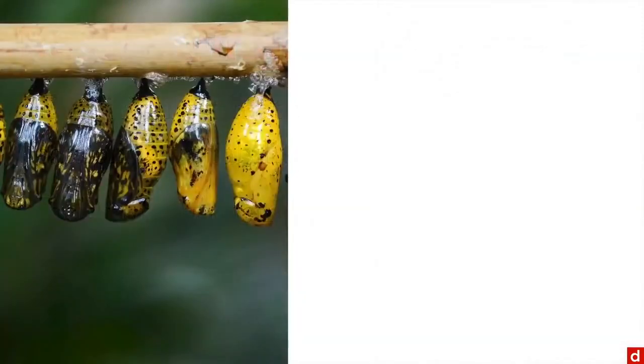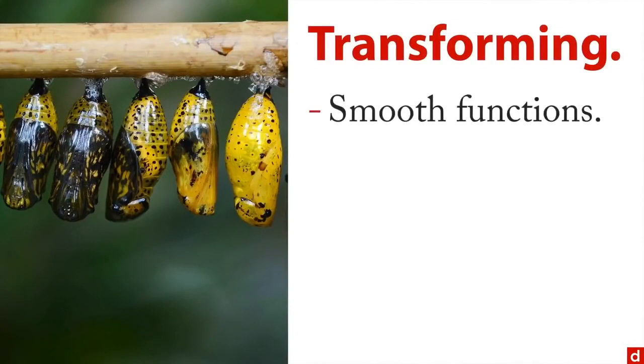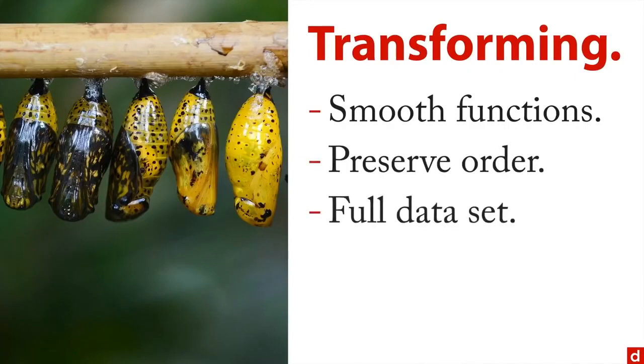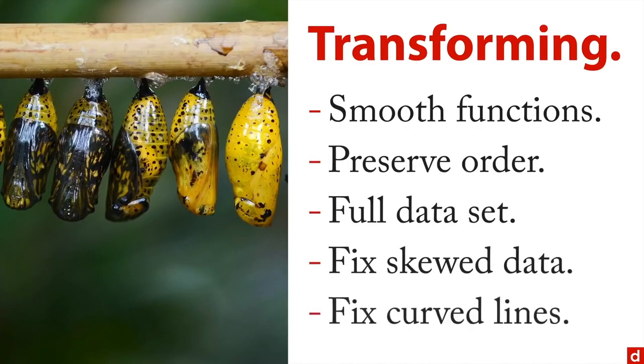And then finally, there's transforming variables. Here's our caterpillars in the process of transforming into butterflies. But the idea here is you take a sort of difficult data set and then you do what's called a smooth function. There's no jumps in it, and something that preserves the order and it allows you to work on the full data set. So you can fix skewed data, and in a scatter plot, you might have a curved line. You can fix that.